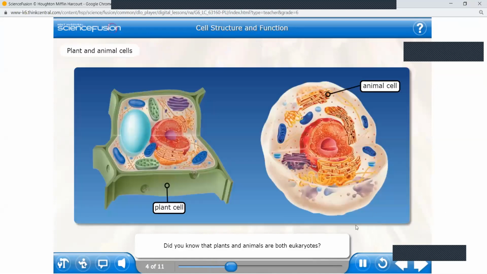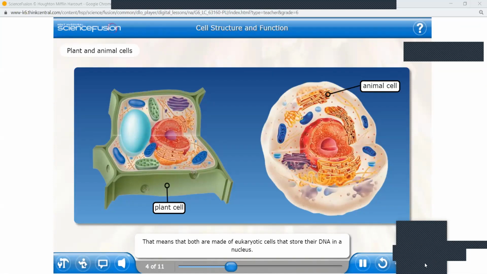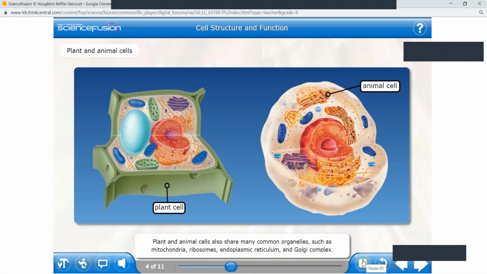Did you know that plants and animals are both eukaryotes? That means that both are made of eukaryotic cells that store their DNA in a nucleus. They are saying that both plant and animal cells are not single cell. They have many cells, and that's why plant and animals both are eukaryotic cells. Plant and animal cells also share many common organelles, such as mitochondria, ribosomes, endoplasmic reticulum, and Golgi complex.